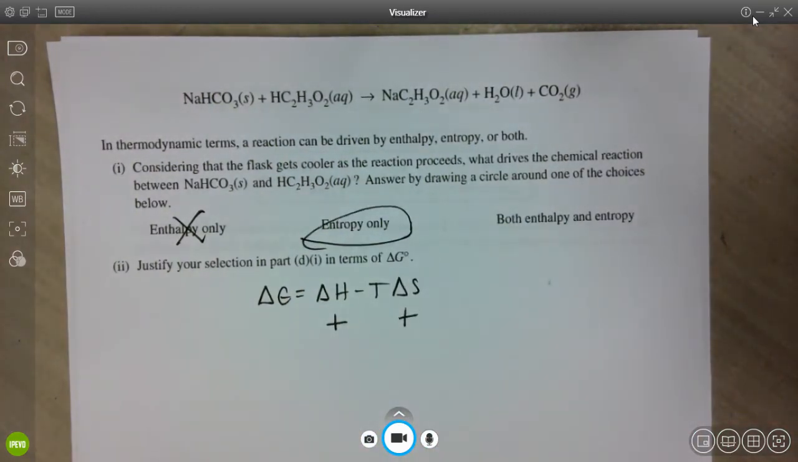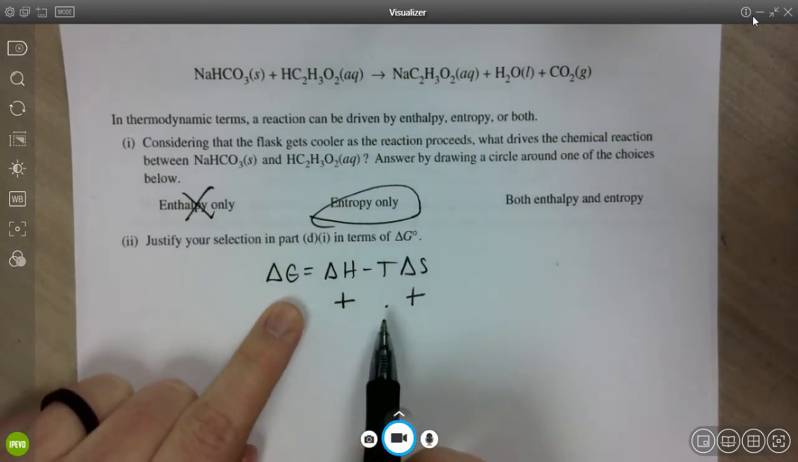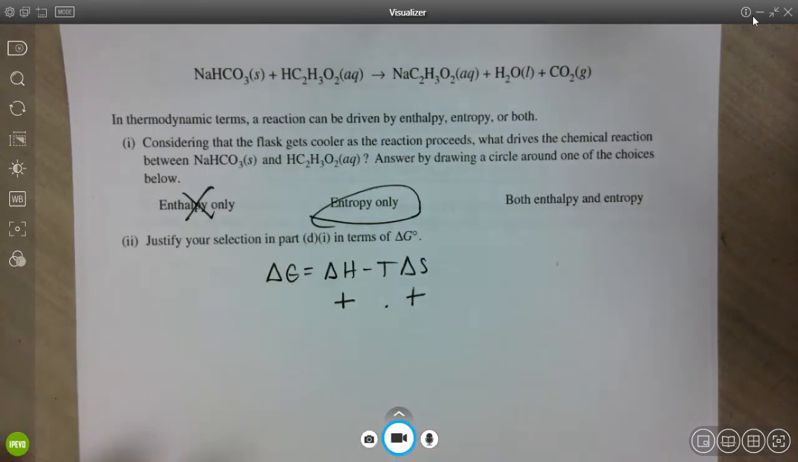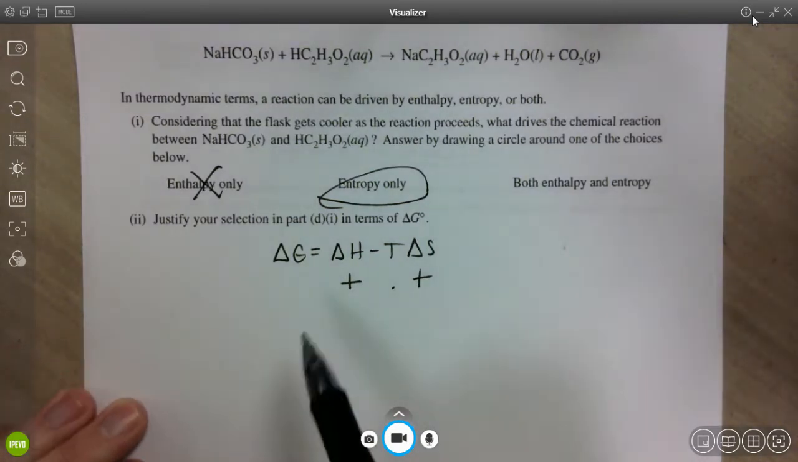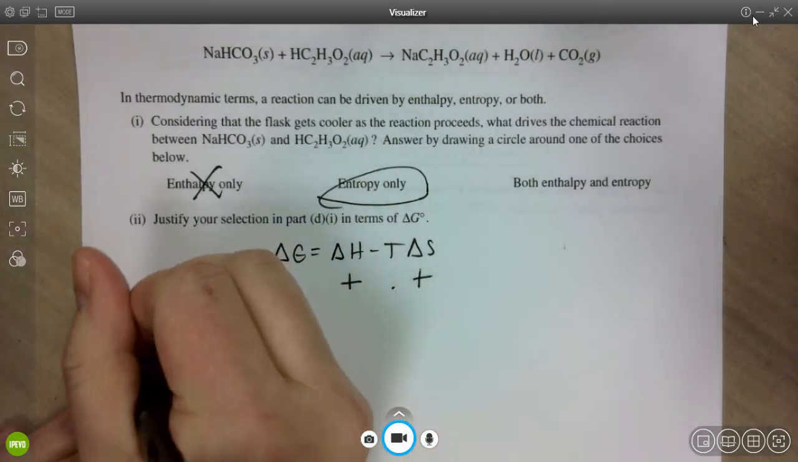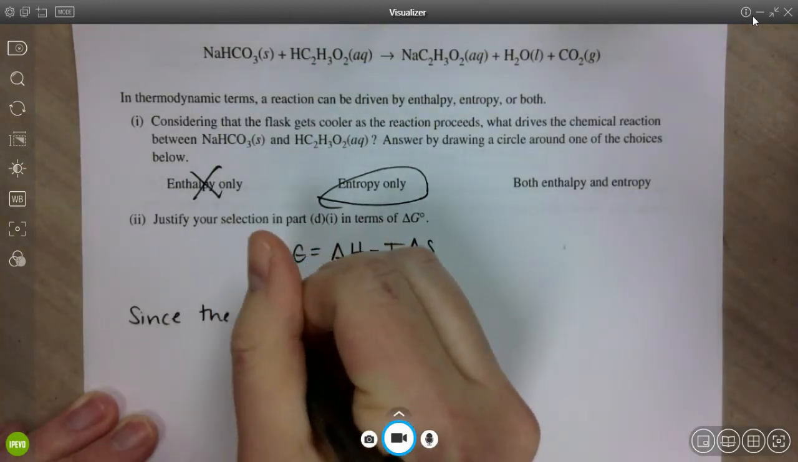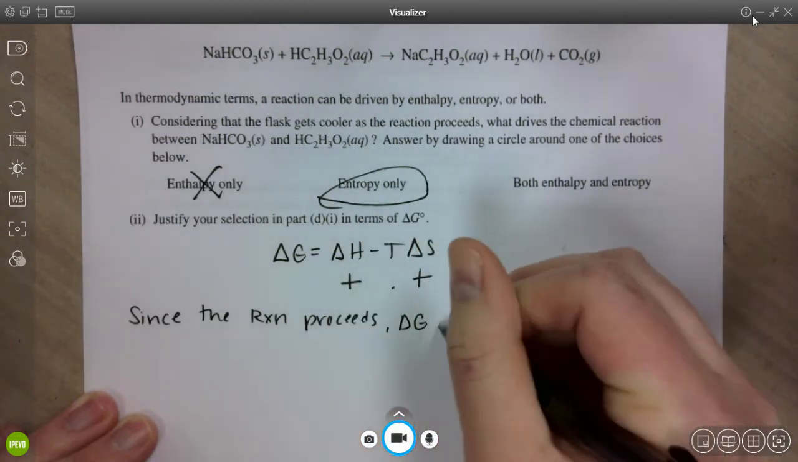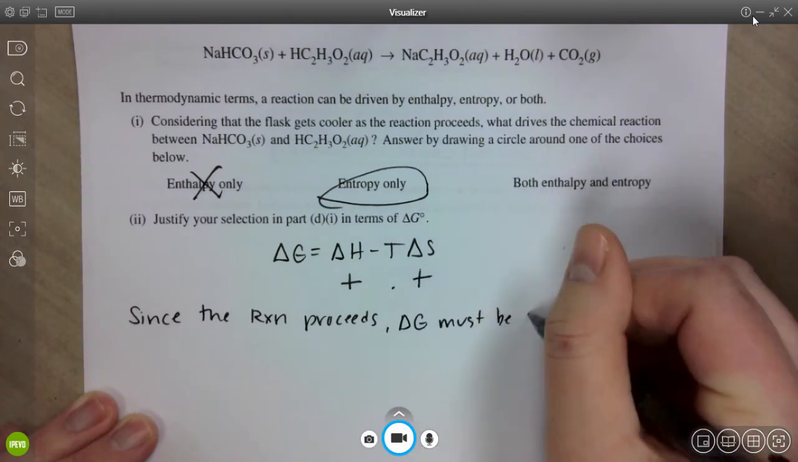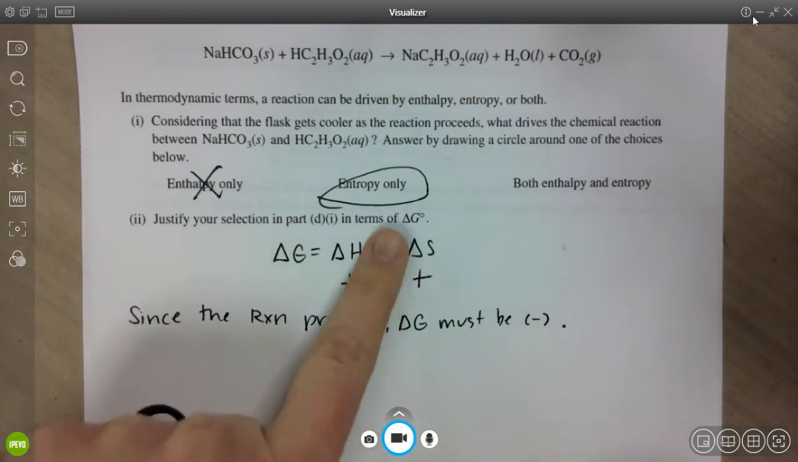And then it says to justify your selection. So what we need to do is kind of discuss this math without actually doing any number calculations. And that can be kind of tricky. So explaining your math logic is kind of tricky. So what it says is, since the reaction proceeds, which means it's kind of happening on its own, that means delta G must be negative. Okay, so we're right away clarifying that Gibbs free energy is negative.